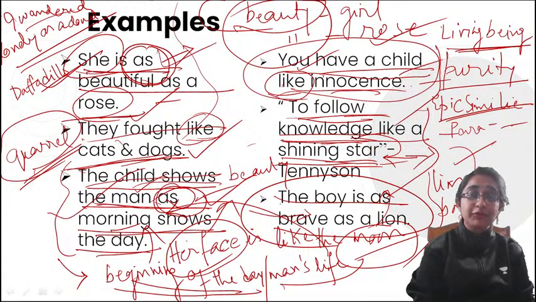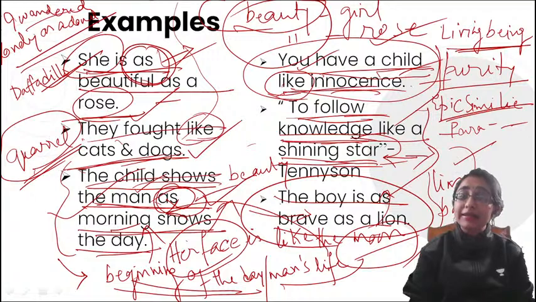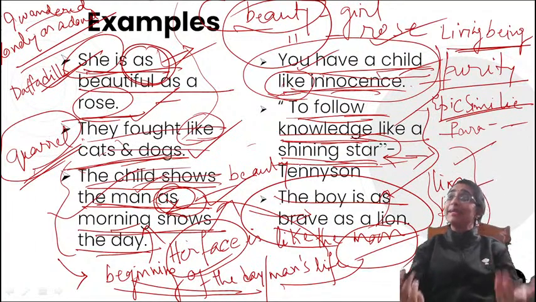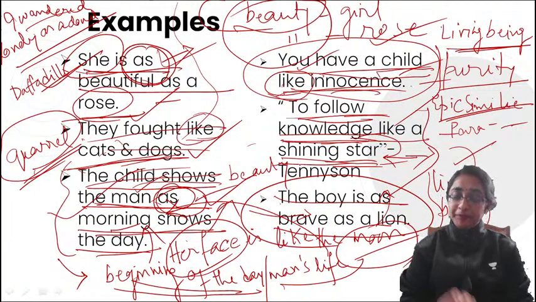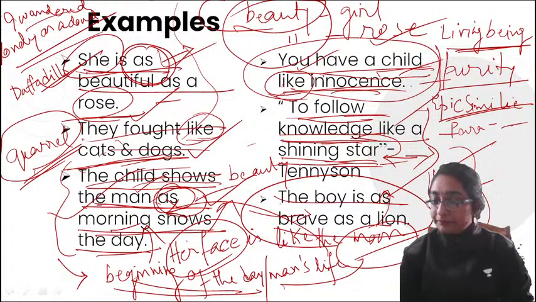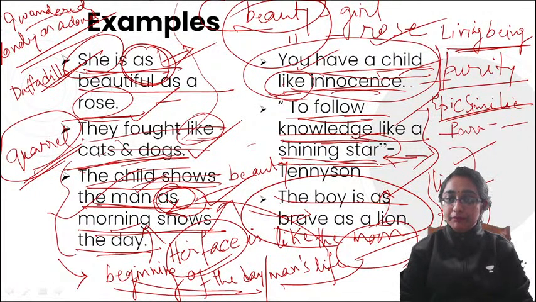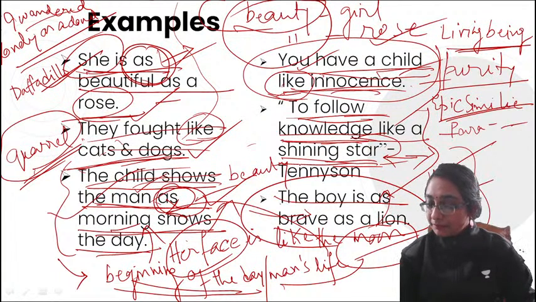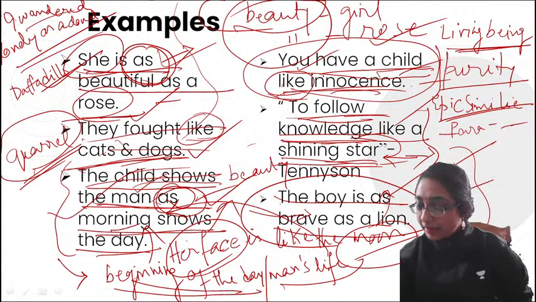She is as beautiful as a rose. You have a childlike innocence. Okay, they fought like cats and dogs. So the comparison is very explicit. That is called simile. Okay, clear? Should I move ahead? Please tell me, should I move ahead, all my learners?